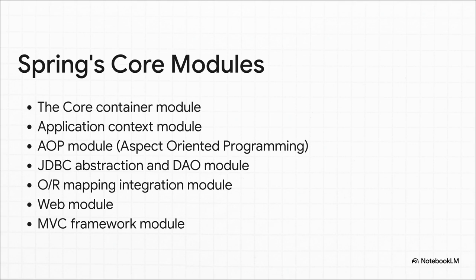Now, I know it looks like a long list, but just think of it like a perfectly organized toolbox. The core container, that's the foundation. Everything else sits on top of it. Need to build a website? You grab the web and MVC modules. Got to talk to a database? You pull out the JDBC or ORM mapping modules. The big idea is you only use the tools you actually need for the job. It keeps your projects lean and mean.